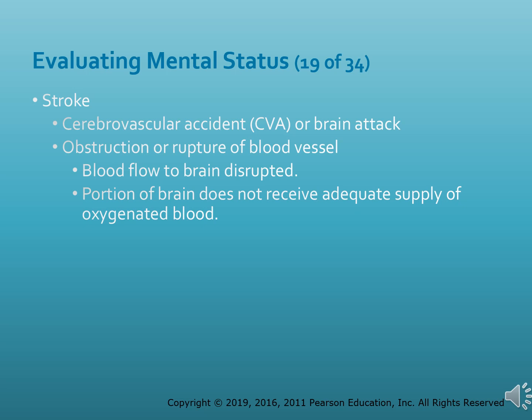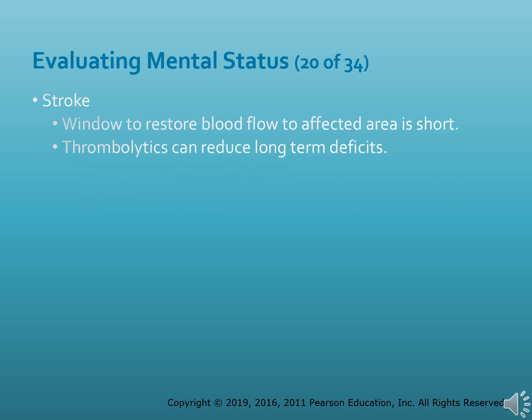Okay, so why is high blood pressure a major risk factor for a stroke? Well, the higher your blood pressure is, the more your vessels are going to have to work, and it could potentially cause a rupture of them or possibly an obstruction. With strokes, you have a window to restore that blood flow to the affected area, and that time is fairly short. So thrombolytics can reduce long-term deficits.